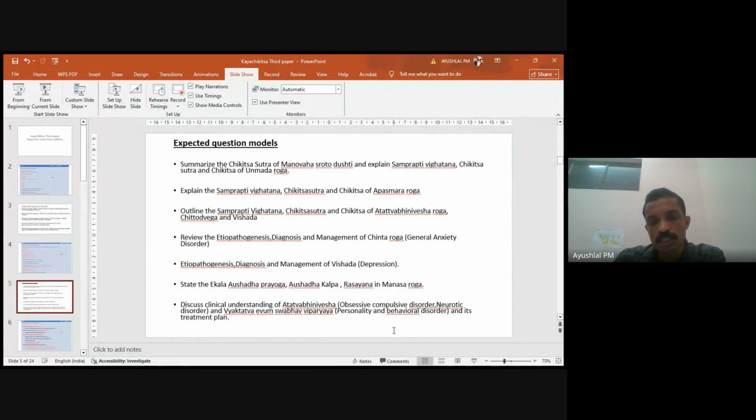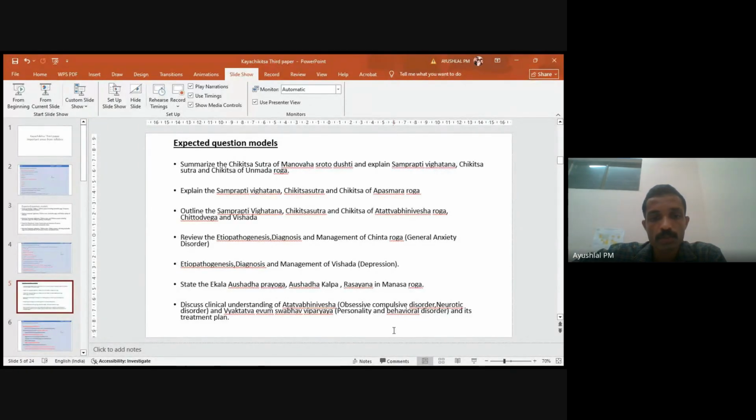Then review the etiopathogenesis, diagnosis and management of Chinta Roga, that is generalized anxiety disorder. As I told, you should prepare generalized anxiety disorder for at least three months. What are its symptoms? How is the assessment of generalized anxiety done? Generalized anxiety symptoms have both psychological as well as physical symptoms. You should show both. The other one is the etiopathogenesis, diagnosis and management of Vishada, depression. This is important. Even depression can be asked for 5 marks. So you should prepare a minimum of 3 marks so that you can extend up to 5 marks.